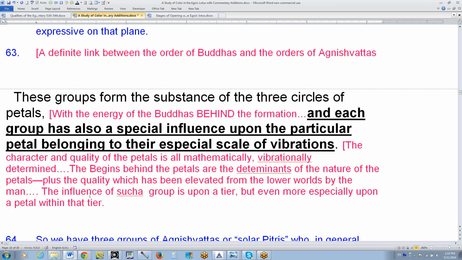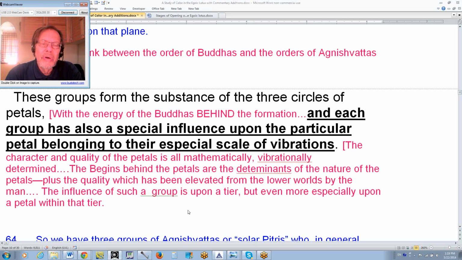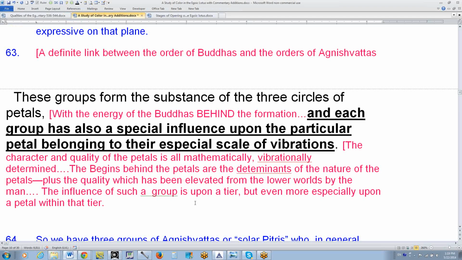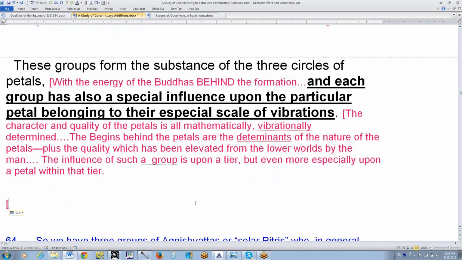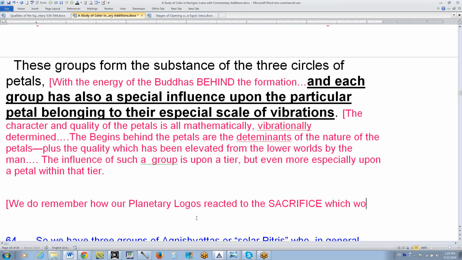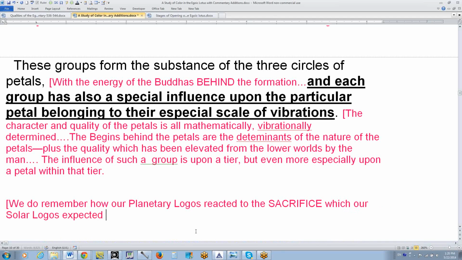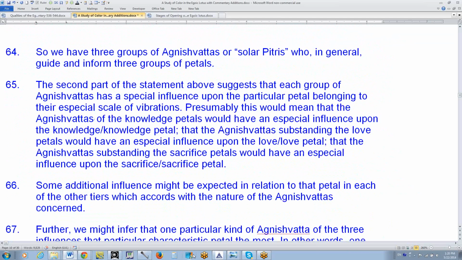Well, we see it's all in good hands, and that supervisory beings of a very high order, even of a planetary order, remembering that the Buddhas of activity were once planetary logoi. What can we say of the Buddhas of compassionate love? And even now, Sanat Kumara is an extension of a planetary logos. The Buddhas of sacrifice, maybe all the planetary logoi are actually to be considered Buddhas of sacrifice. We do remember how our planetary logos reacted to the sacrifice which our solar logos expected of him. And he turned the other way when our planetary logos rebelled.